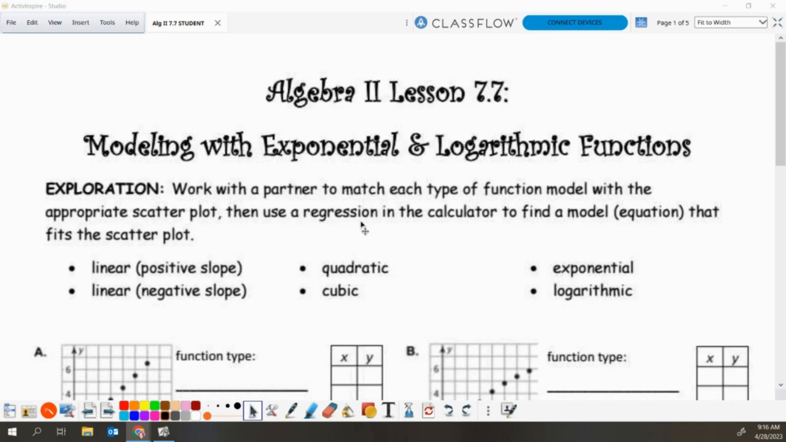All right, guys, we are back up and running. So I'm going to just kind of start from the beginning, even though you guys have already done that part, to kind of have it in the video because I'm just going to try again. Okay? So what we're working on today is modeling with exponential and logarithmic functions.